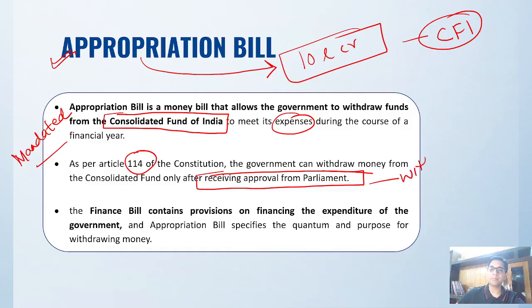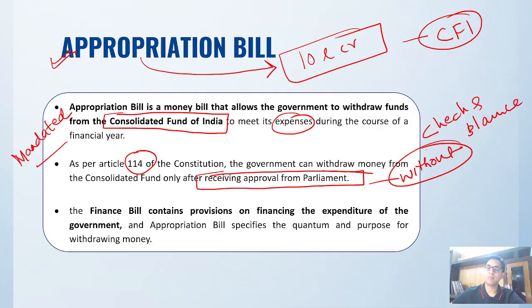Without parliament approval, you cannot take out even a single penny from the consolidated fund of India. You need to get it passed from the parliament. So this is called checks and balances. It is not like you have the whole money under your control.